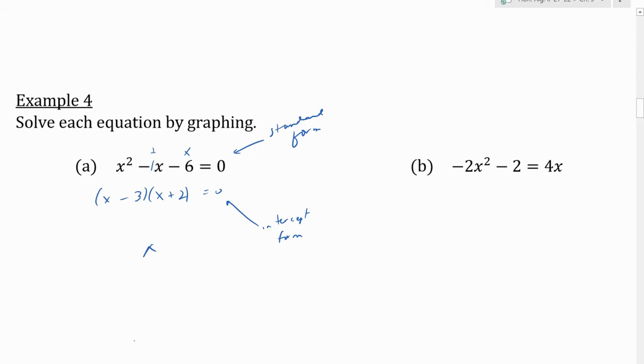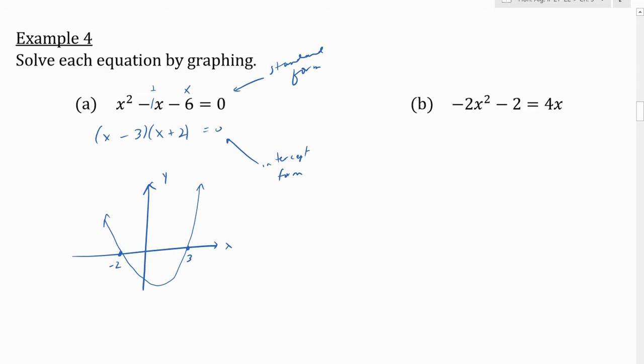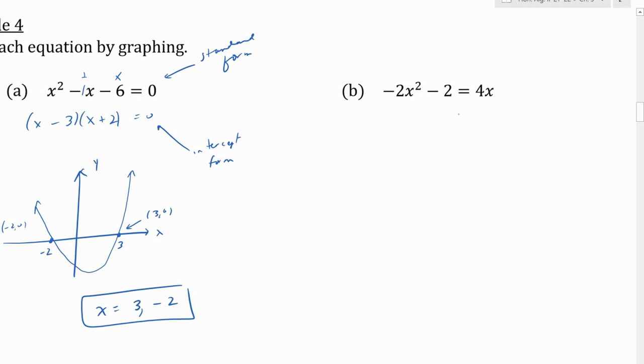Remember, the purpose of intercept form was to give you the x-intercepts of a parabola. And it's a parabola that opens up. I could put everything more specifically, but if I'm just saying solve it by graphing, it's just the fact that, hey, I factored it. I can see when the y value is 0. So I know the x's that make that happen are at 3 and negative 2, because those are the x-intercepts.